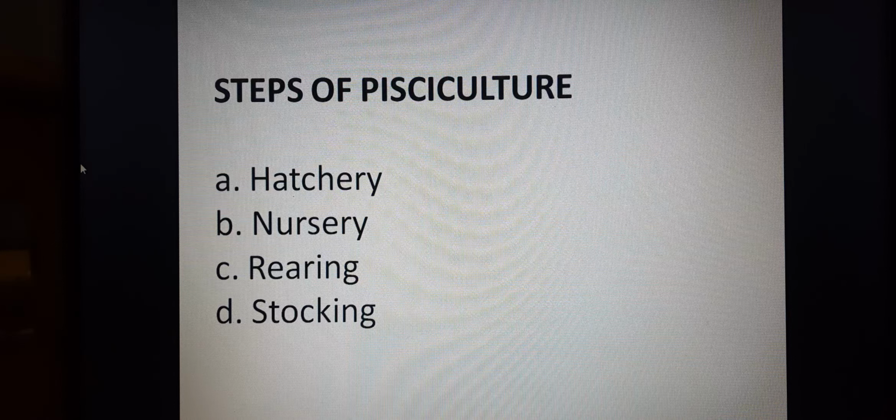What are the main steps? These are the main steps. Try to remember: hatchery, nursery, rearing and stocking. Hatchery is where the fishes come from the eggs. That is, eggs hatch and the fish attain a size of 10 millimeter to 20 millimeter.